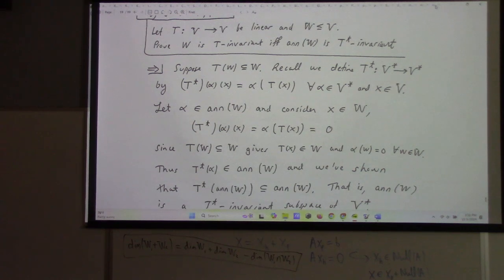So here we have the transpose of the map. How did we define that? By definition, the transpose is a mapping from the dual space to the dual space. Generally, it would be in the opposite order, but it's hard to see the contrast of V and V. So T transpose acting on alpha of X is alpha T of X. That's the definition of the transpose.